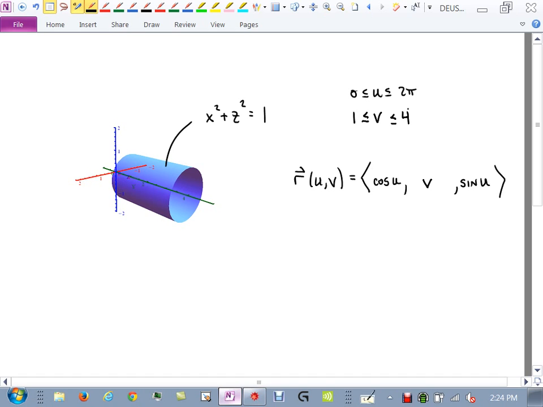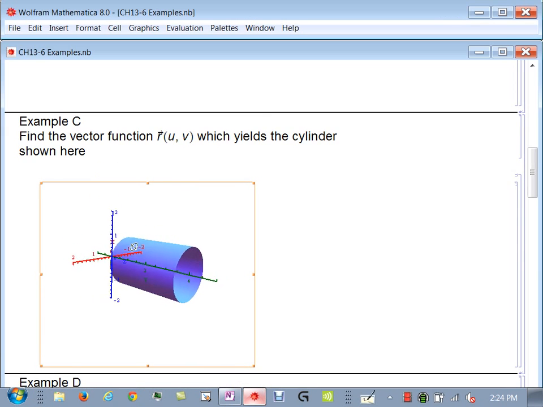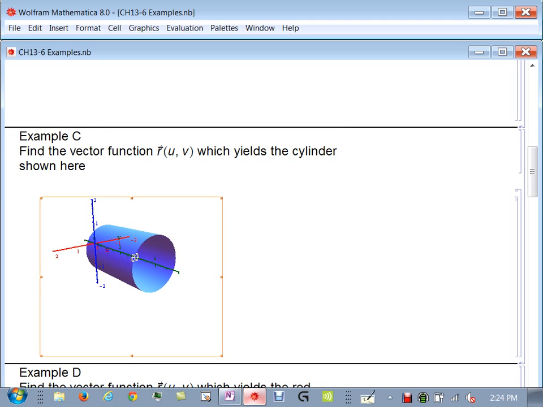If v is held constant at 1, let's say, right? If v is 1, then this is just going to draw a circle, right? So that would draw me the circle at the end down there, wouldn't it? And then if v is 4, I would draw this edge. And if v varies between everything in between, it draws every circle down the entire cylinder. When I spun it, it was kind of hard to see, but yeah. From your picture, you can't see it. That cylinder's hollow, right? Okay.